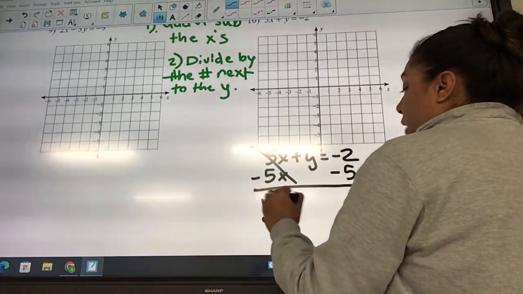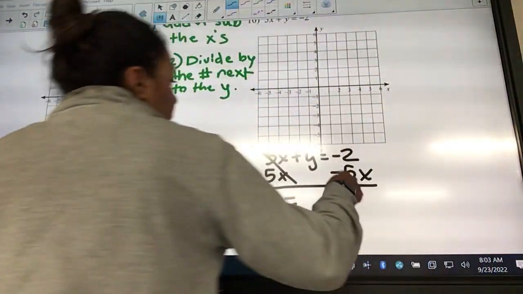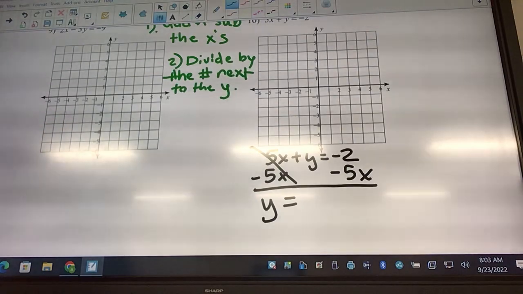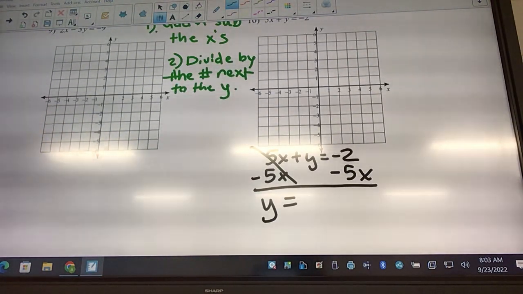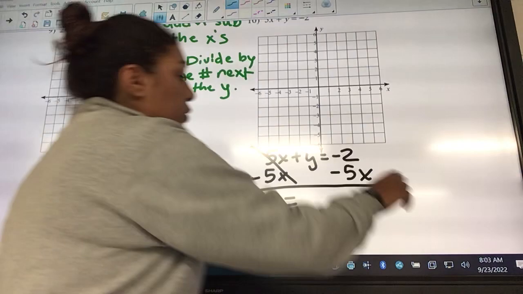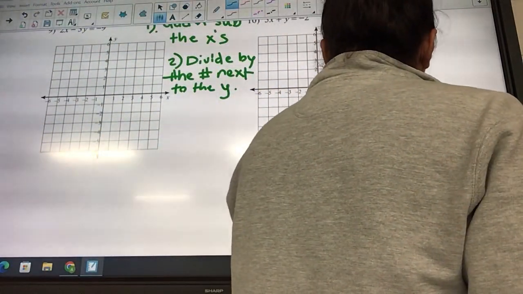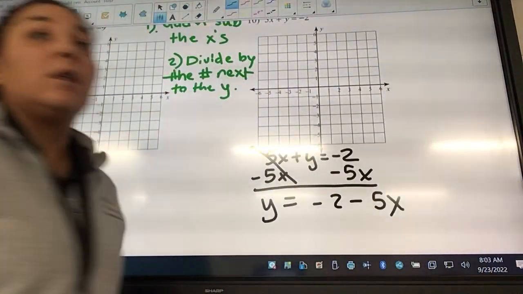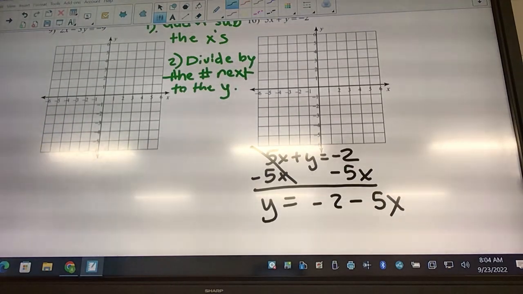Okay, so over here I got y equals. Now, can you put these two together? No. Okay, we cannot because one has an x and one does not. So essentially all you're doing is writing them in a straight line. I got negative 2 minus 5x. Okay, I didn't change anything, I just moved them over.